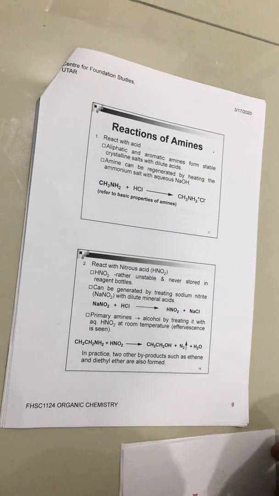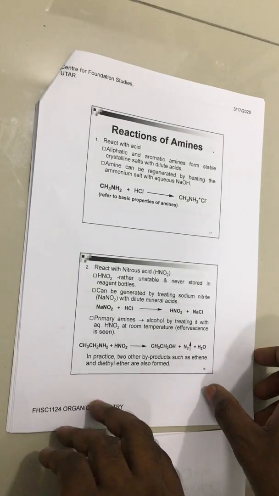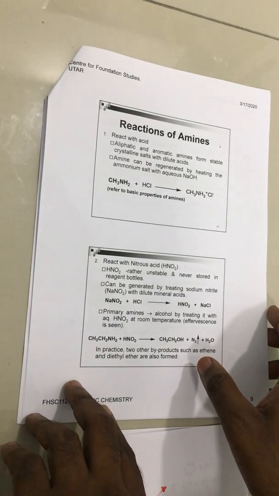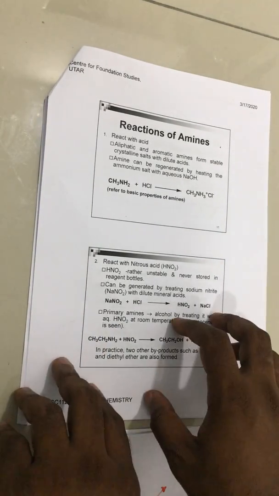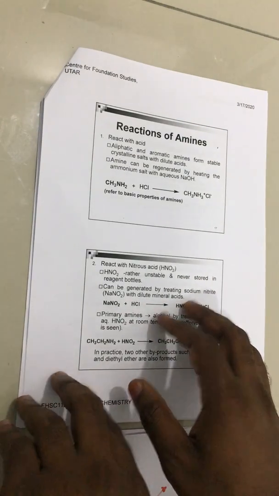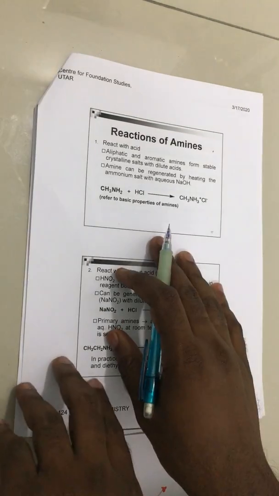Alright, in this part we are going to look into the reactions of amines. We can see here we have two reactions of amines and then two reactions for phenylamines. So basically the reactions of amines are quite straightforward. You are just going to react the amines with the acid.